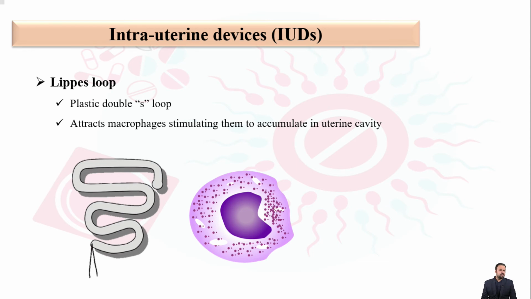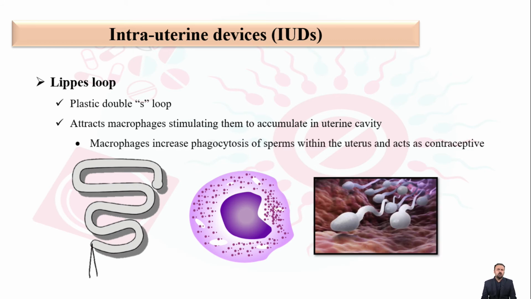Now students, just imagine that the number of macrophages in the uterus is very high. So now any sperm which enters the uterus will be killed, that is, it will be engulfed by these increased number of macrophages. This is the way these loops used to act as a contraceptive method. But students, these loops also have a high rate of failure, and therefore they are no longer used.